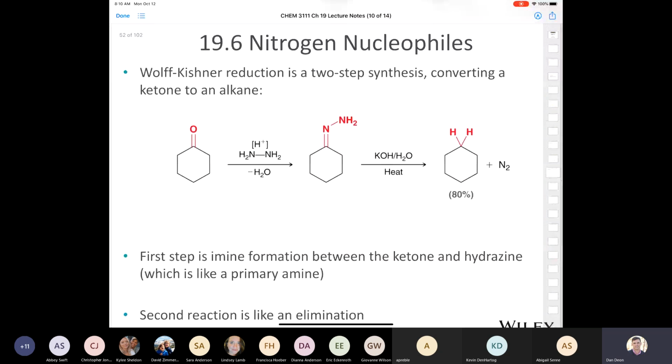We're going to look at some more chemistry of imines and enamines in a little bit, but before we do that, I want to show you another functional group that you have to be aware of in a new reaction called the Wolff-Kishner reduction, which is a 2-step synthesis for converting a ketone into an alkane. Now you might remember that we've learned the Clemmensen reduction for doing this earlier on.